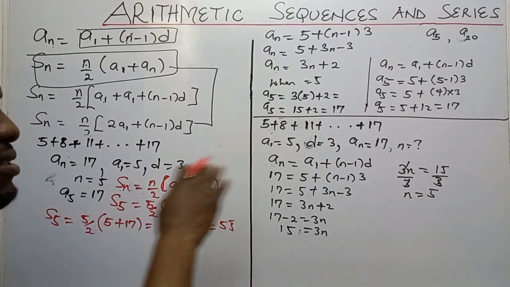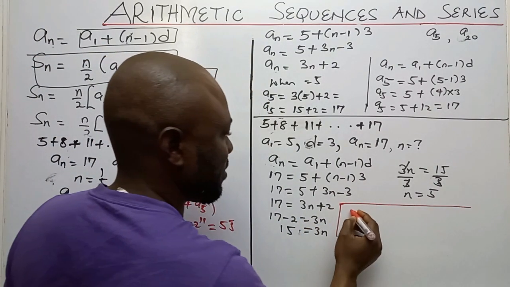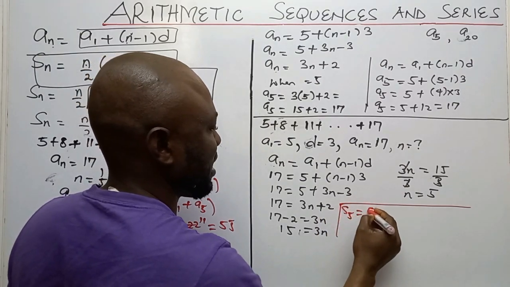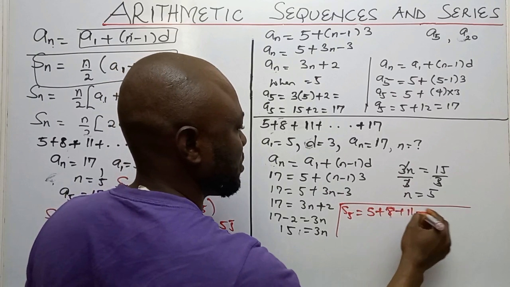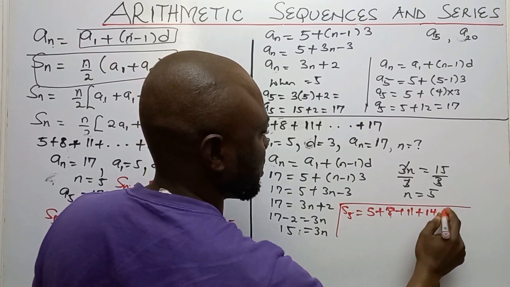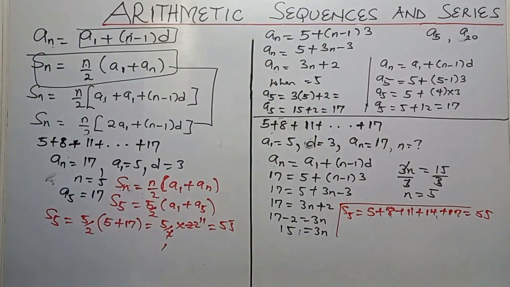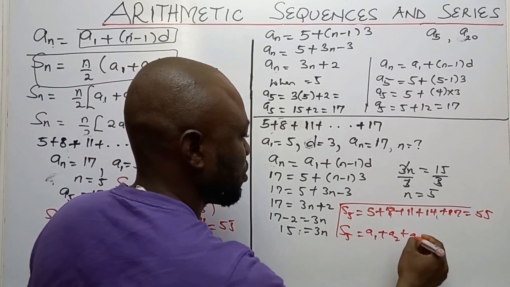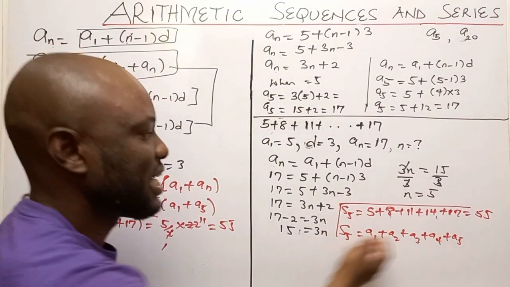But if I want to add it just like that, the sum of the first 5 terms, I can say 5 plus 8 plus 11 plus 14, then plus 17. This will give me 55. You can add it, you can confirm that. So that shows that the sum of the first 5 terms will be a sub 1 plus a sub 2 plus a sub 3 plus a sub 4 plus a sub 5. But we cannot be doing this. We can't just be adding them manually.